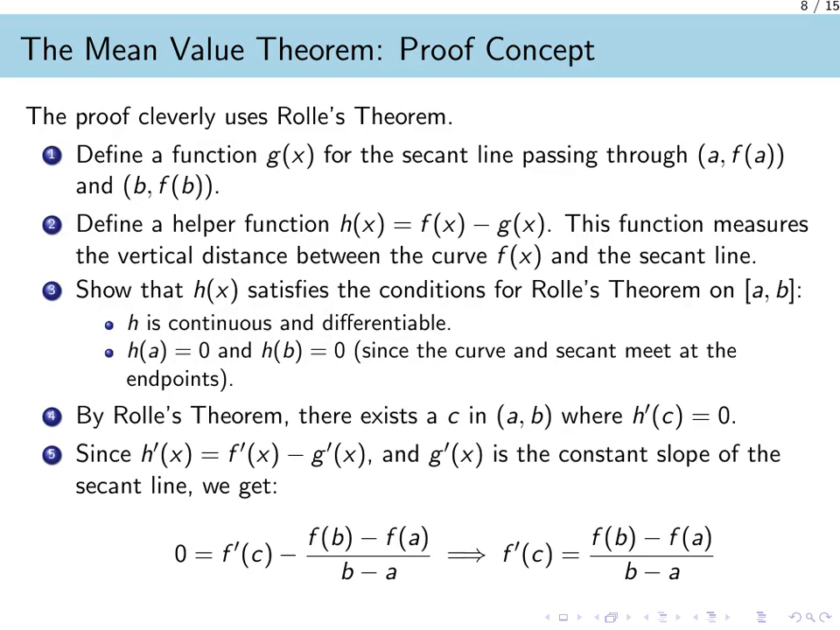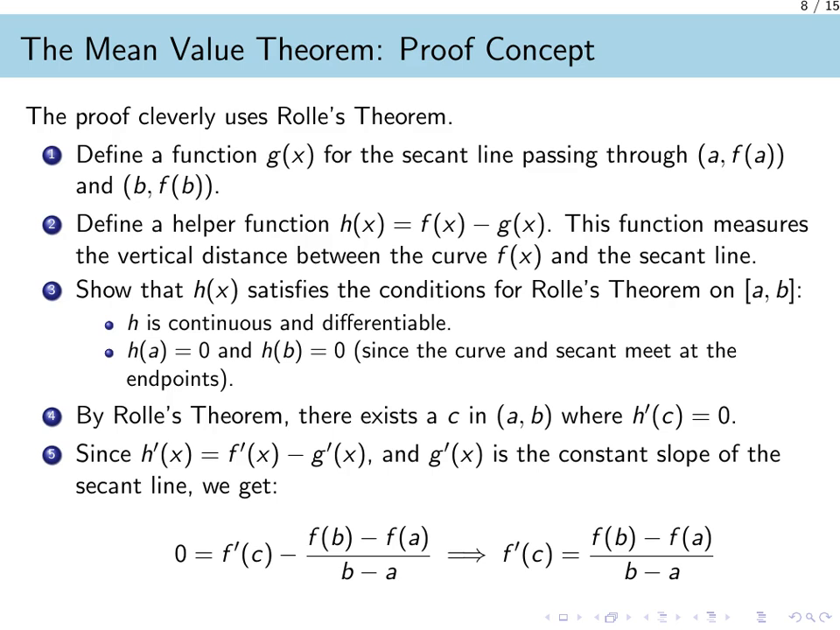The proof for the mean value theorem is quite elegant because it cleverly reduces the problem to one that Rolle's theorem can solve. We start by defining a function, g of x, for the secant line that connects the two endpoints of our curve. Then, we create a new helper function, h of x, as the difference between our original function, f of x, and the secant line, g of x. You can think of h of x as the vertical gap between the curve and the secant line.